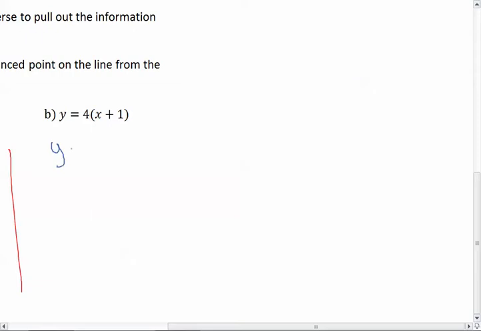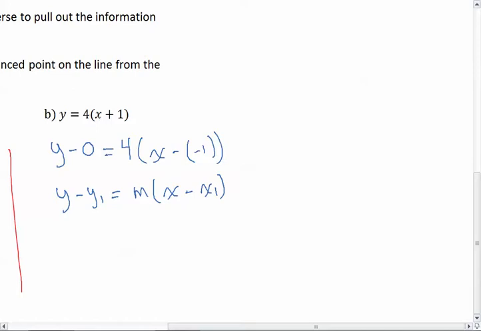So I can write this as y take away 0 is equal to 4 onto x minus negative 1. So remember, if I have x plus 1, that's the same as x subtract negative 1. Now I can compare this to y minus y1 is equal to m onto x minus x1. So let's pull out our information here.